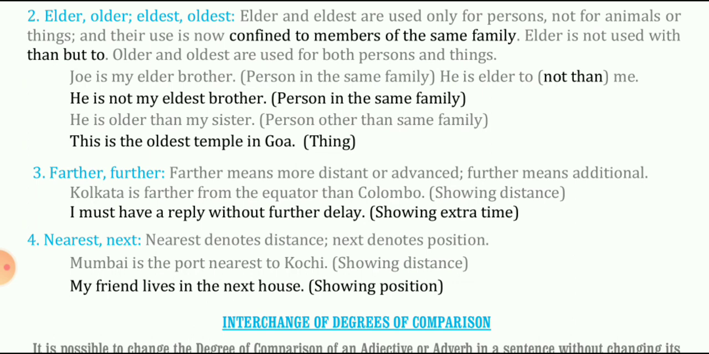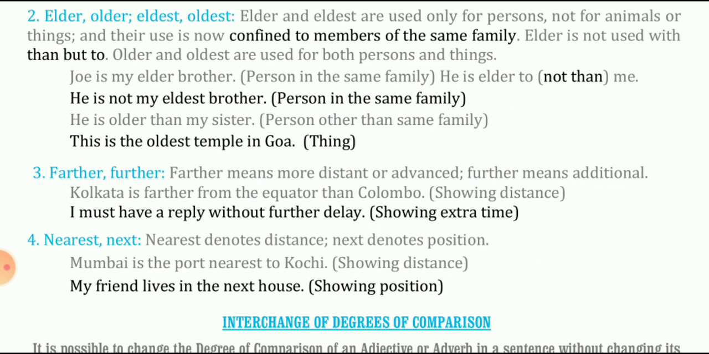Joe is my elder brother, person in the same family. That's why we have used here elder, not older. He is elder to me. We shouldn't say he is elder than me. Than is incorrect. He is my eldest brother, person in the same family. That's why we have used here eldest. He is older than my sister. So person other than the same family. He means someone else. This is the oldest temple in Goa.